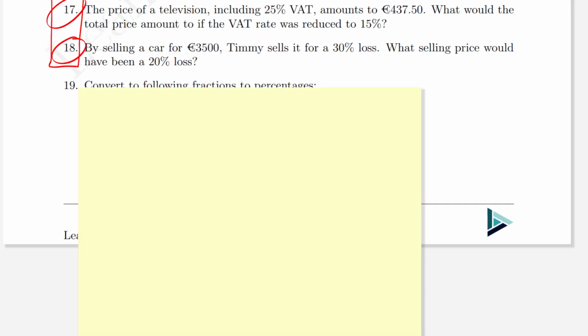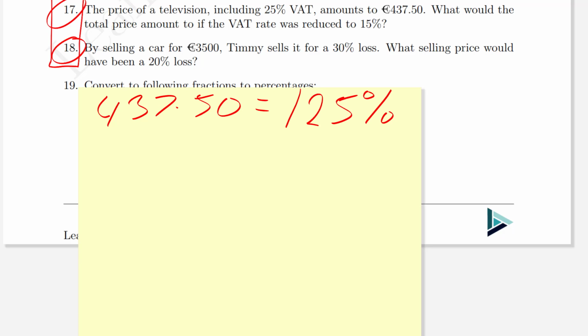Okay, guys, question 17. So the price for a television, including 25% VAT, amounts to $437.50. So that $437.50 includes the 25% VAT. So the 25% VAT has already been added on to the original 100%. So that means it represents 125%. All right. So if you've already got the VAT added on, it's added on to the 100%. So that represents 125%.